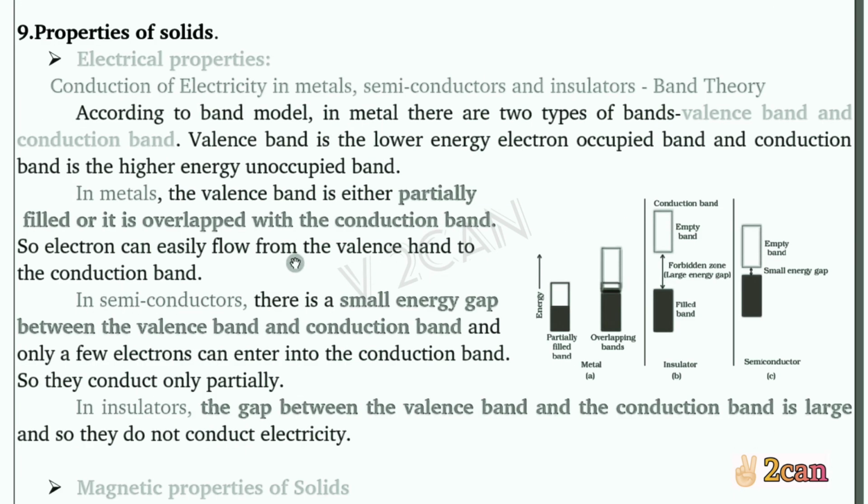Next we will see the properties of solids. Electrical properties. Conduction of electricity in metals, semiconductors and insulators. Band theory. According to the band model, in metals there are two types of bands: valence band and conduction band. Valence band is a lower energy electron occupied band and conduction band is a higher energy band. In metals, the valence band is either partially filled or it overlaps with the conduction band. So, electricity can easily flow from the valence band to the conduction band.